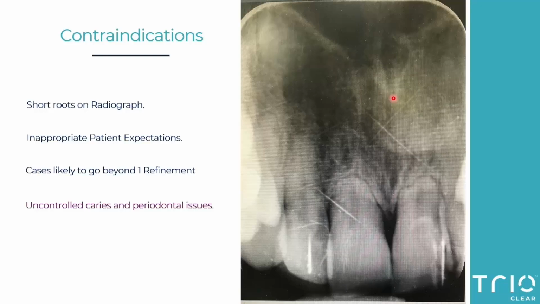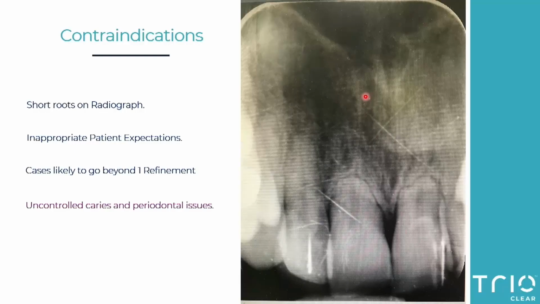Some of the contraindications include inappropriate patient expectations. So somebody who's looking for a perfect outcome, and that's a really important discussion to have about perfection, is probably not appropriate for clear aligner therapy. That would be something that you might want to consider for a referral to consider a comprehensive orthodontic approach.